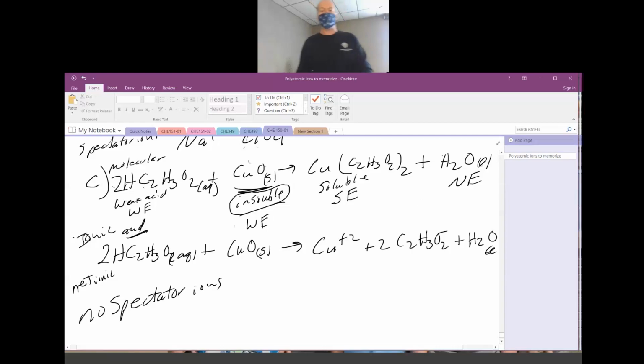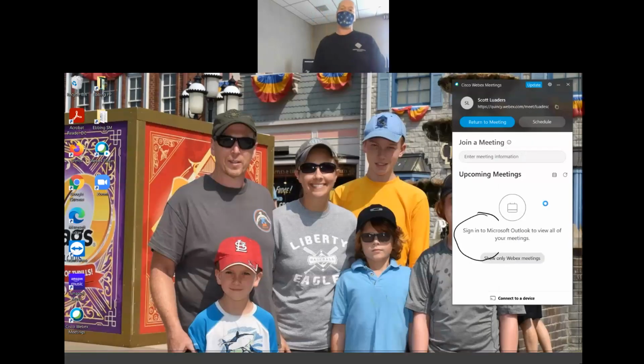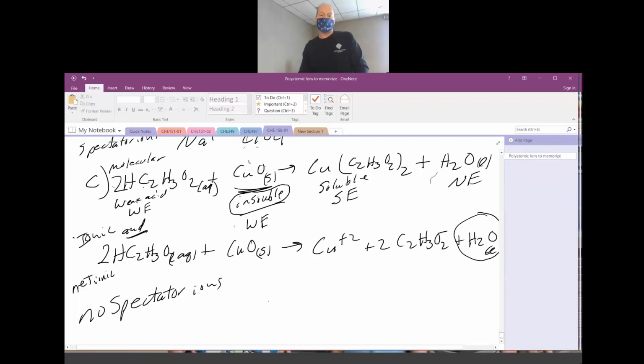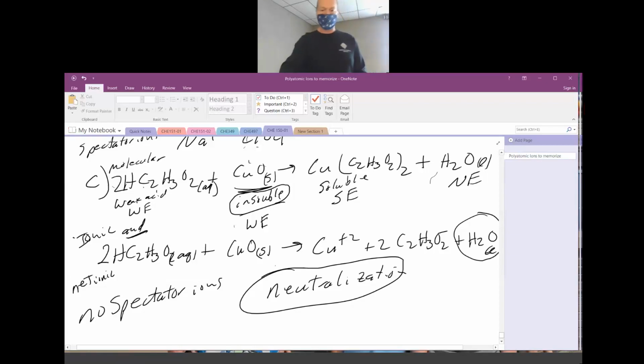Now the driving force of this: when you are forming liquid water and you had an acid, this is a neutralization. If it's forming a gas, it is going to be formation of a gas. If it is forming a solid, it is going to be formation of a precipitate. If you do not have a solid or a gas produced, but water is produced, then you have a neutralization reaction.